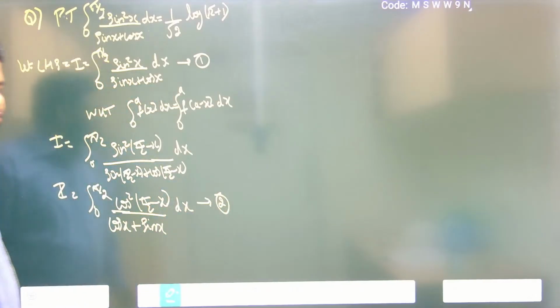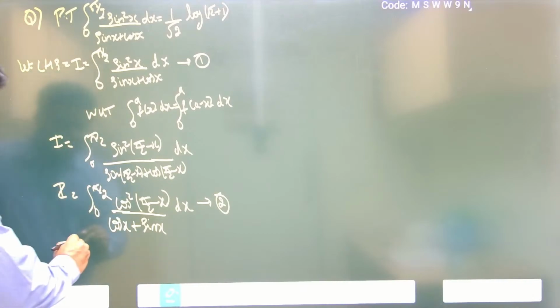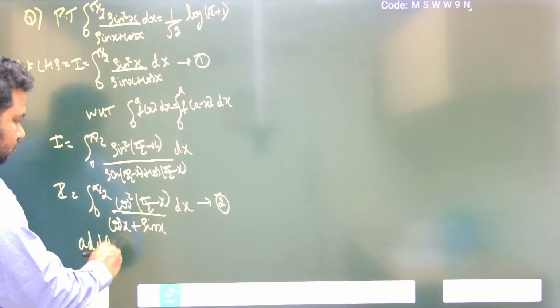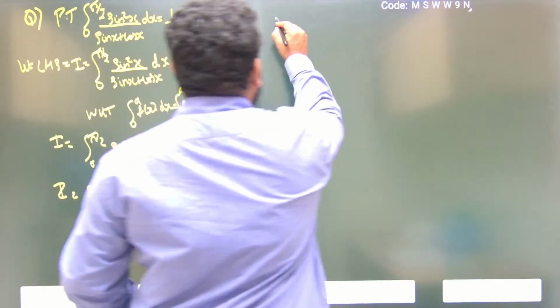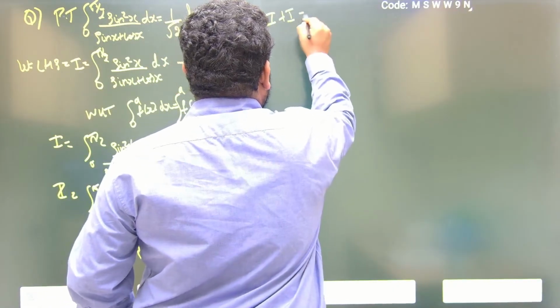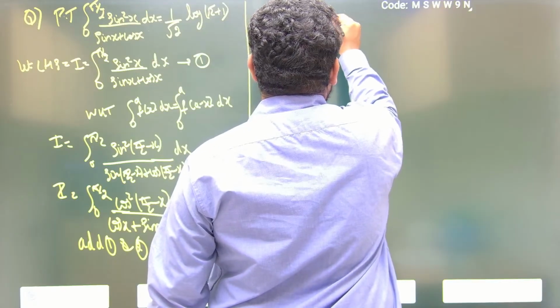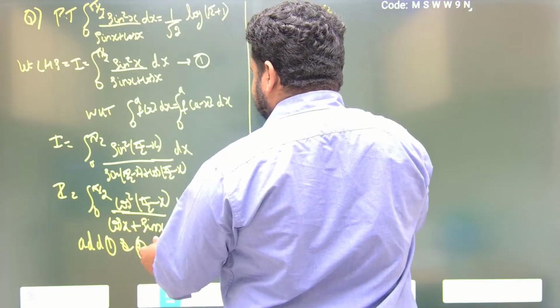Now what I'll do? Friends, I'll add 1 and 2. This is also I, and this is also I. This will give us I plus I, which is equal to the integral of 0 to pi by 2. If I add it, the denominator is the same, so directly I can add it.